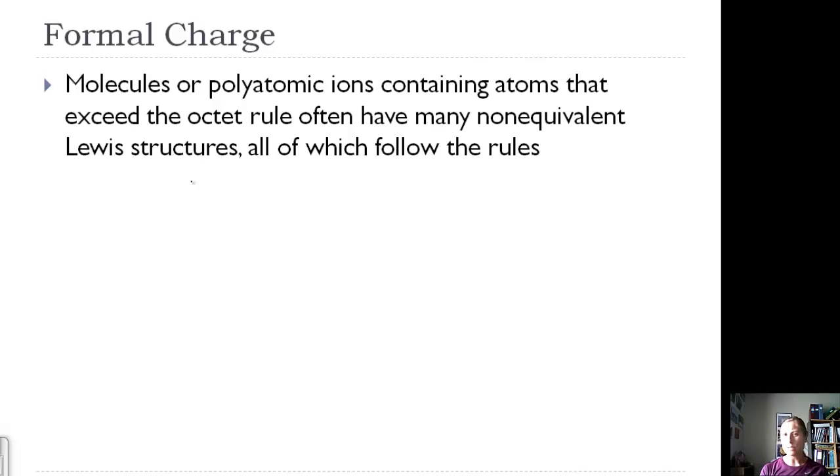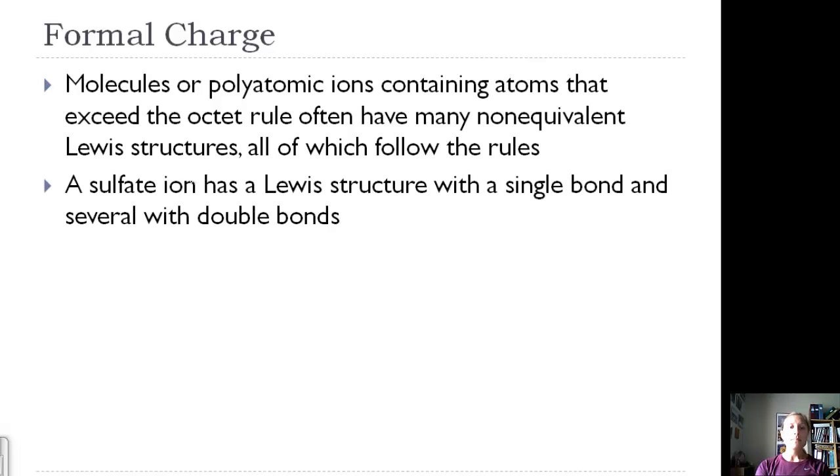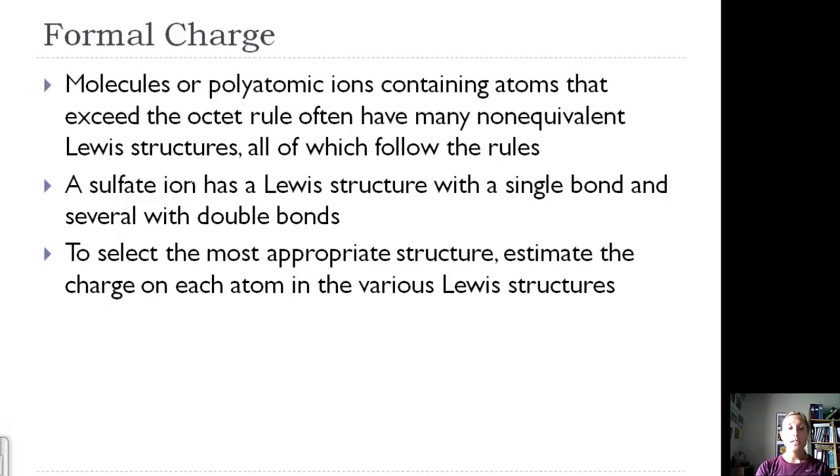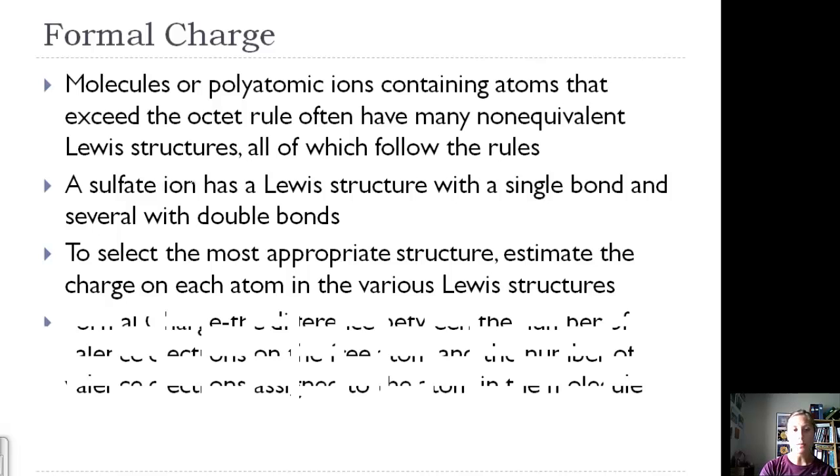So we've got lots of different arrangements, and we need to figure out which one is more correct. For example, we're going to look at a sulfate ion. It has a Lewis structure with a single bond and then one that has several different double bonds. And so we will call those non-equivalent. We need to select the most appropriate Lewis structure, and so we're going to estimate the charge on each atom in those various Lewis structures and then look at those formal charges.